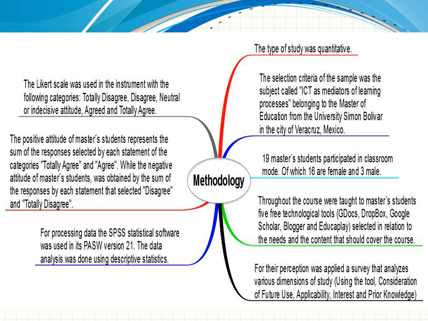The Likert scale was used in the instrument with the following categories: totally disagree, disagree, neutral or indecisive attitude, agree, and totally agree. The positive attitude of master students represents the sum of the responses selected by each statement of the categories totally agree and agree, while the negative attitude was obtained by the sum of the responses by each statement that selected disagree and totally disagree.